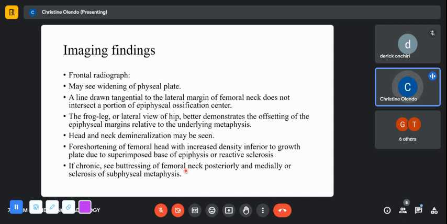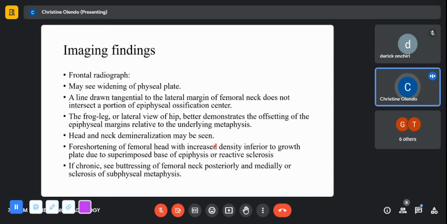Imaging findings on the frontal radiograph: you may see widening of the physeal plate, and a line drawn tangential to the lateral margin of the femoral neck does not intersect a portion of the epiphyseal ossification center. Usually the line should intersect part of the epiphyseal ossification center. The frog leg or lateral view better demonstrates the offsetting of the epiphyseal margins relative to the underlying metaphysis.